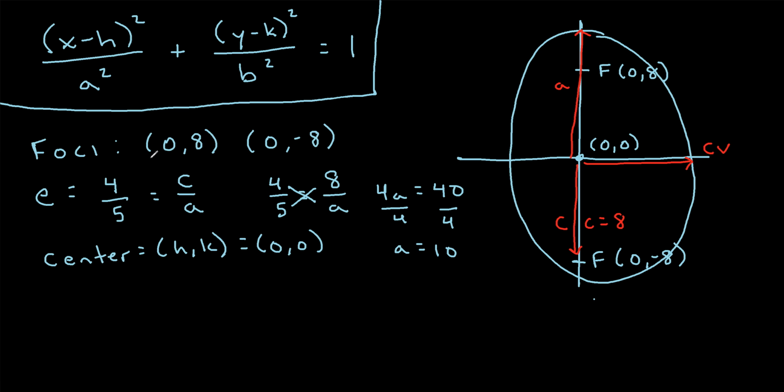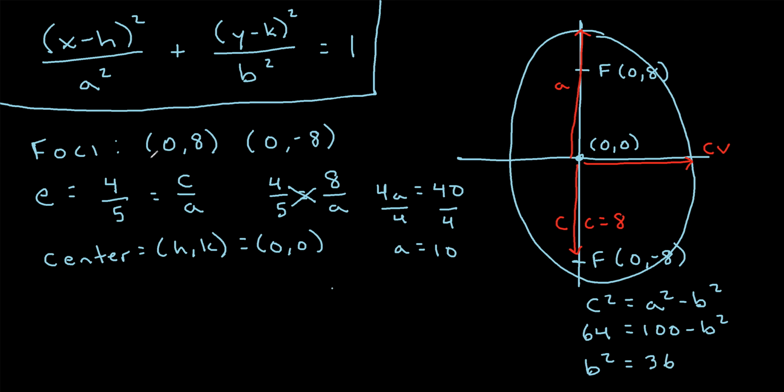Well, we can use this following relationship: c squared is equal to a squared minus b squared. So we said that c is equal to 8, so 8 squared is 64, is equal to a squared. A, we said, was 10, so 10 squared is 100, minus b squared. To solve for b squared, we can add b squared to the left-hand side, and we can subtract the 64 from the right-hand side. So we get b squared is equal to 100 minus 64, which is 36.